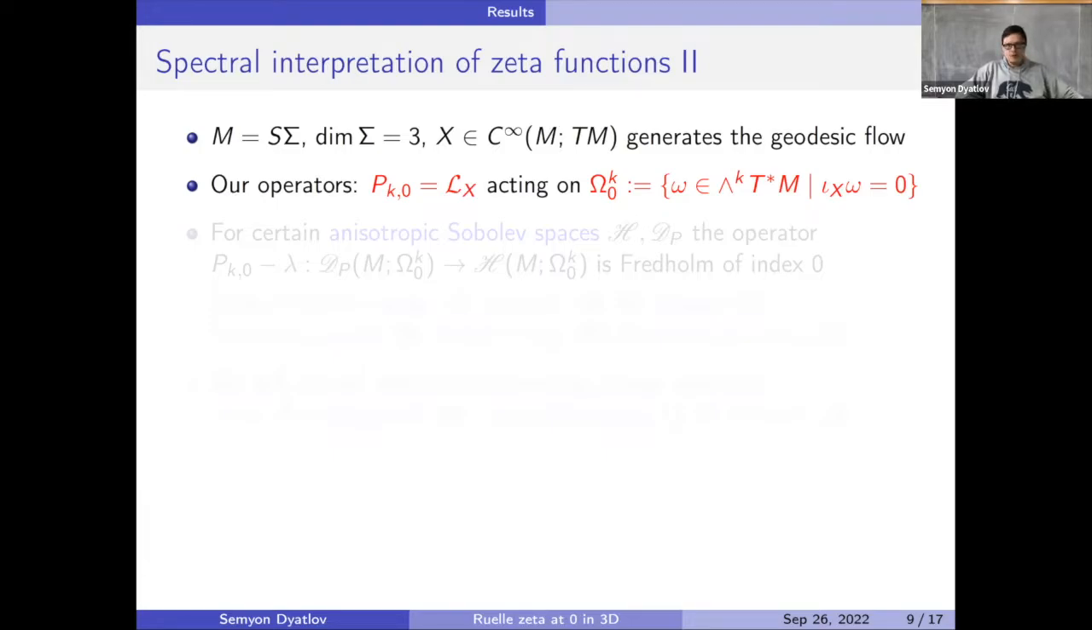Now, the operators that we study are very simple, very natural geometric operators. They're just the Lie derivative with respect to the geodesic flow, so Lie derivative with respect to X, acting on differential K-forms. The only twist in the story here is that you don't study all differential K-forms. It turns out what you should study is K-forms which are annihilated by X, so-called perpendicular K-forms. So that's a very, very natural operator.